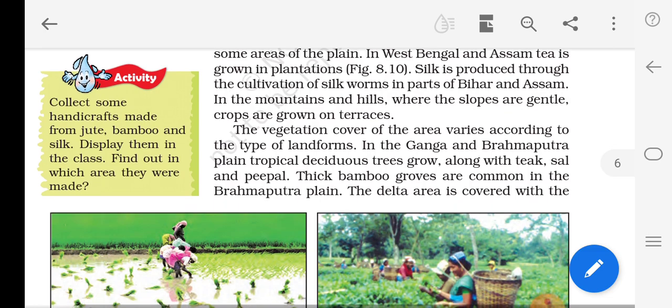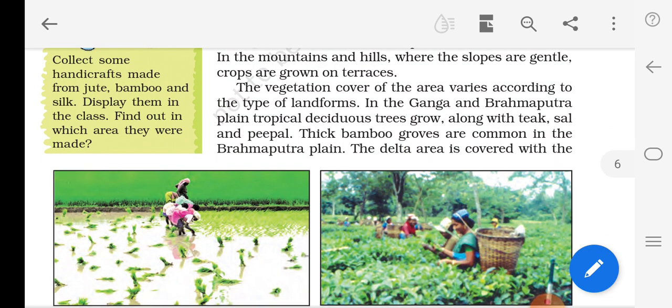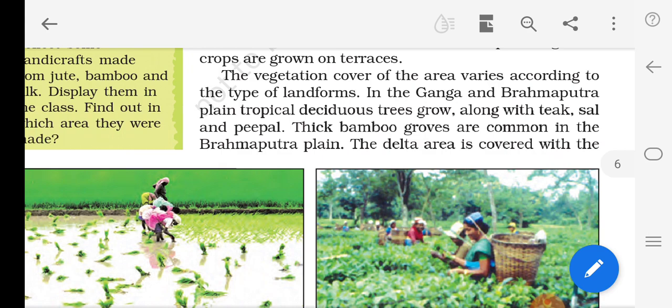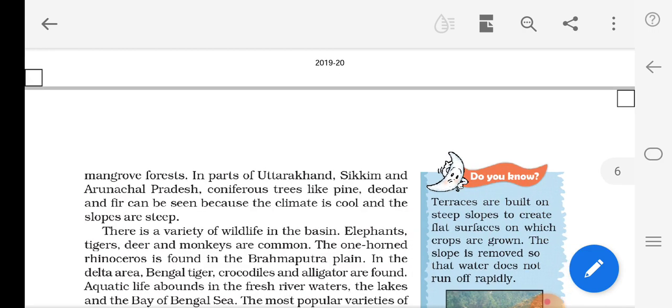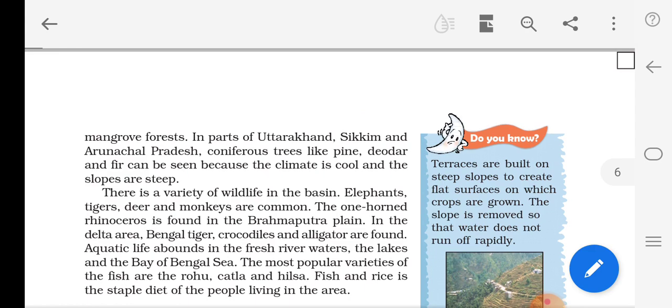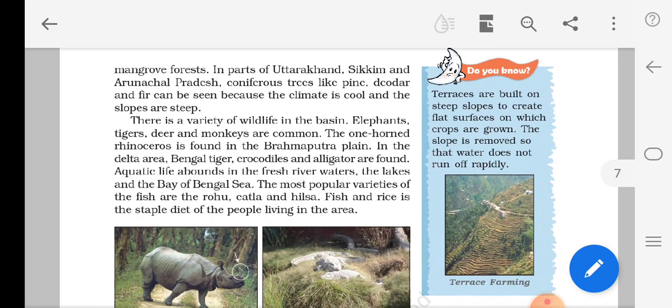So now let's see the vegetation of the area. Already we know, because of the landscape and landforms, there will be different types of vegetation, the same as in the Ganga Brahmaputra plains. Tropical deciduous trees. What are the trees grown in the Ganga Brahmaputra basin? Teak, sal and peepal. Thick bamboo is also found in the Brahmaputra basin. The delta area is covered with mangrove forest. Pine, deodar and fir are some of the trees we can see in this area, where the climate is cool and the slopes are steep, that is, the mountain areas.